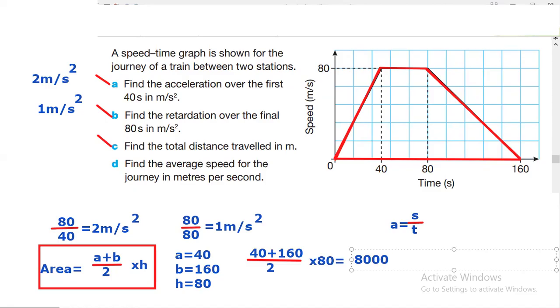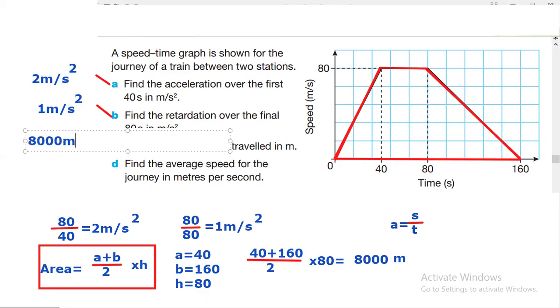And this is the area under the graph. To make sure, I can use the calculator. 40 plus 160, and then divide by 2, it's 100, and then times 80 is 8,000. And it's 8,000 meters, because it's a distance, I'm going to call it meters. But basically, the area is meters squared. And this is how you find the total distance traveled in meters. So this one is 8,000 meters.